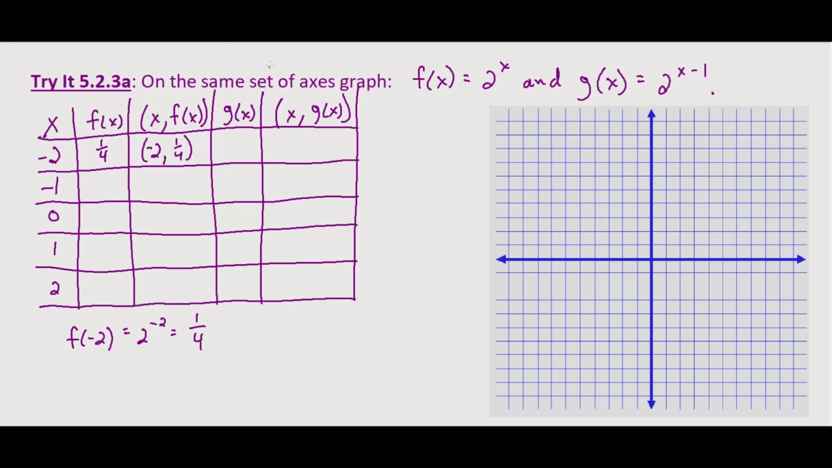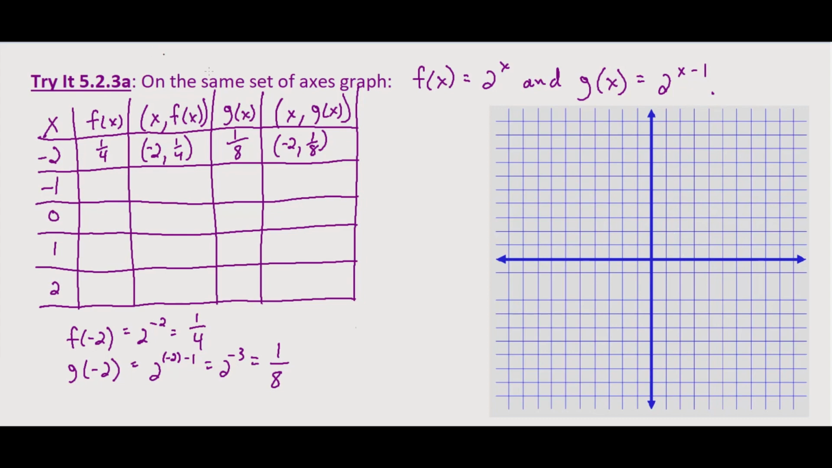And now with g of x, we have 2 to the x minus 1. So it'd be 2 to the -2 minus 1, which is 2 to the -3, which is going to be 1/8. And again, if you need to work those out, just do it separately from your table or include it in your table and just make your table bigger. I couldn't do that here, unfortunately. So g of -2 equals 2 to the -2 minus 1, which equals 2 to the -3, which equals 1 over 2 to the 3, which equals 1/8. So then our point for g of x is going to be -2, 1/8.